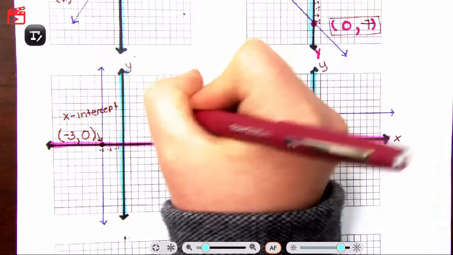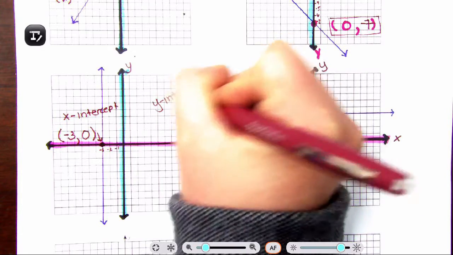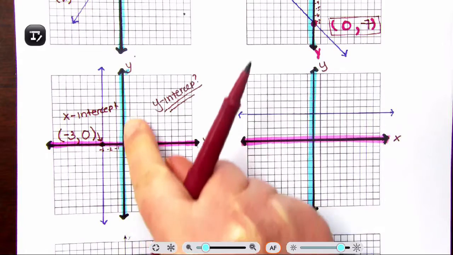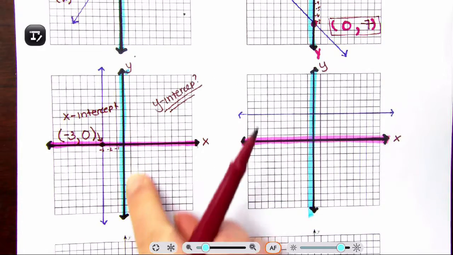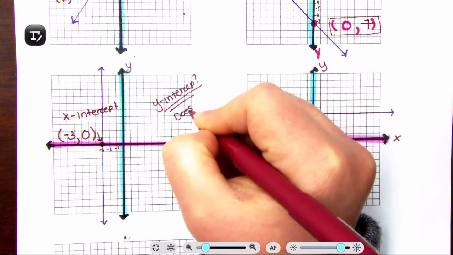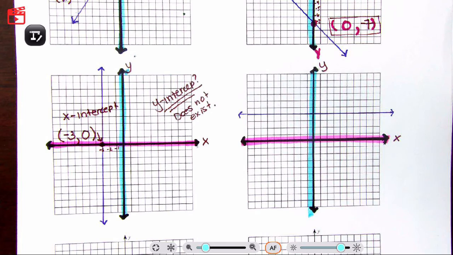Now, what about our y-intercept? Where's that? Well, does this purple line cross our y-axis? No. So it does not exist. It doesn't touch the y-axis, therefore the y-intercept doesn't exist.